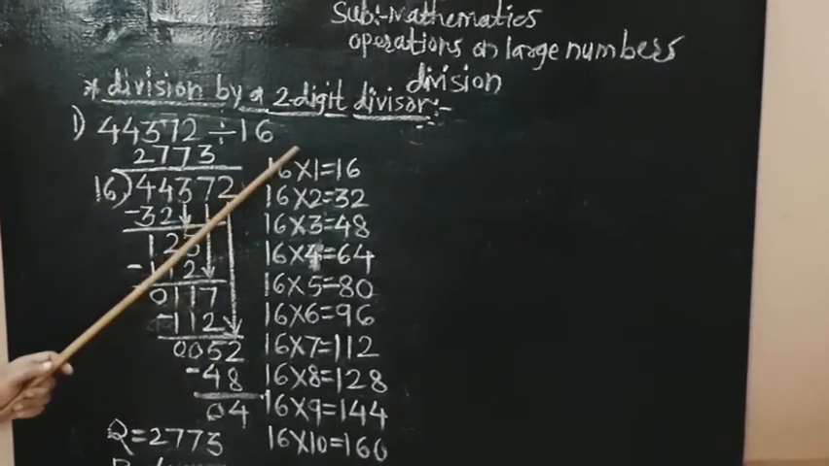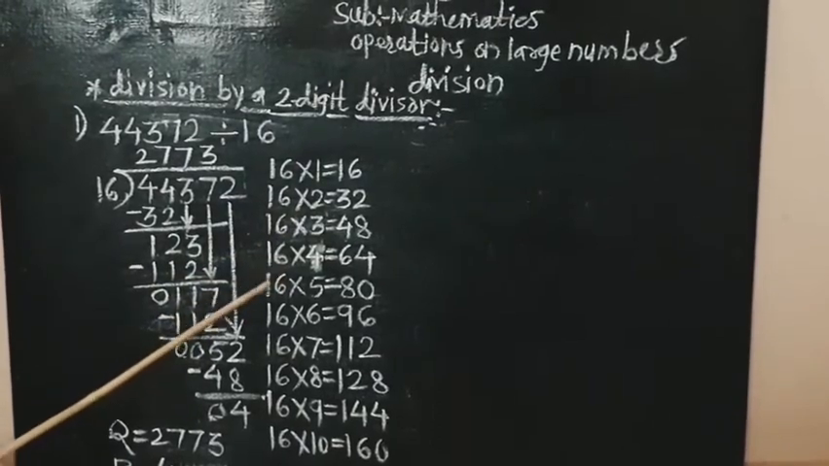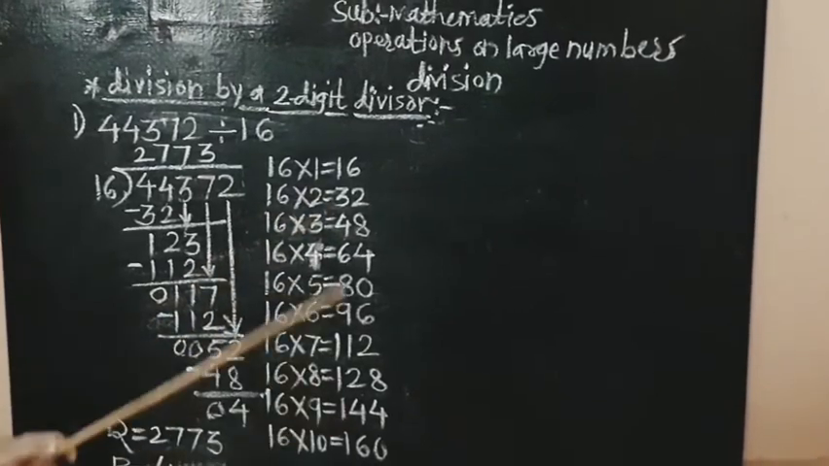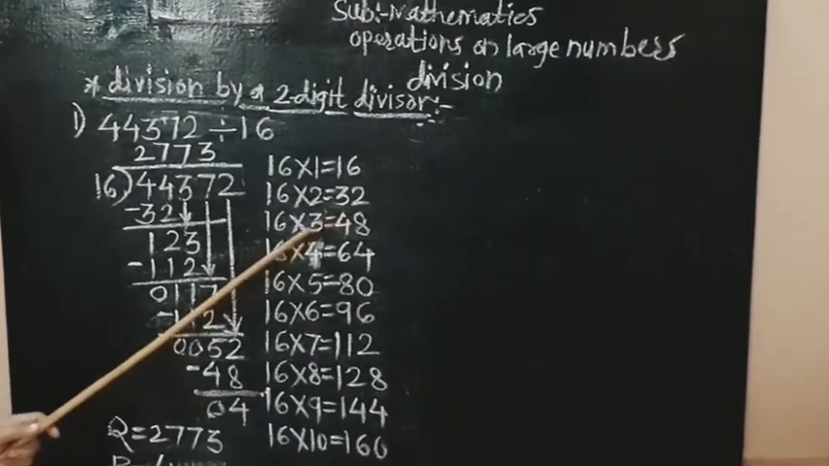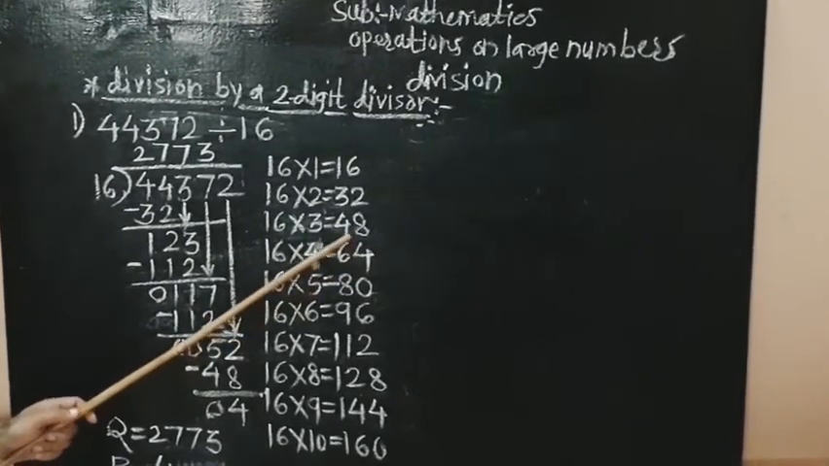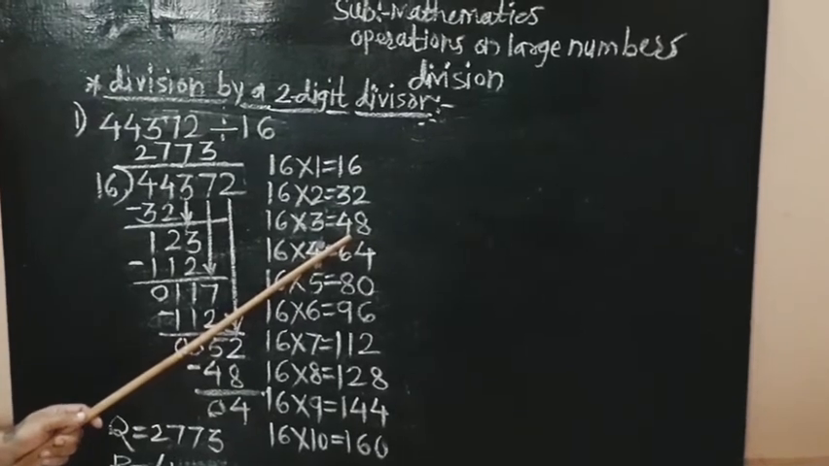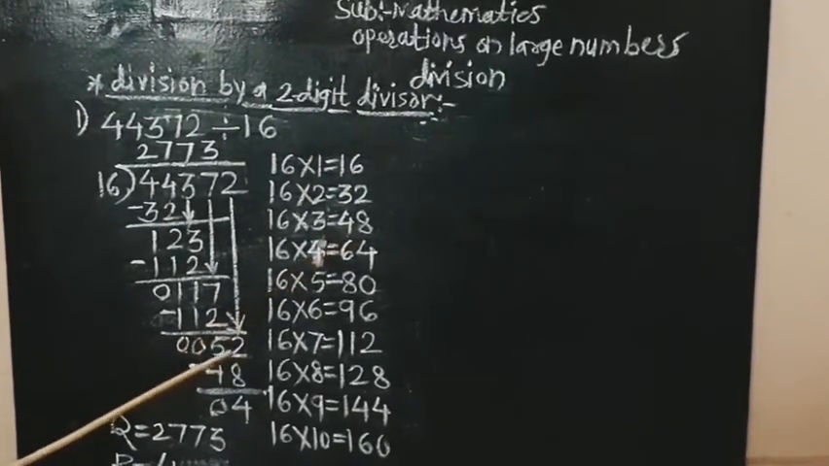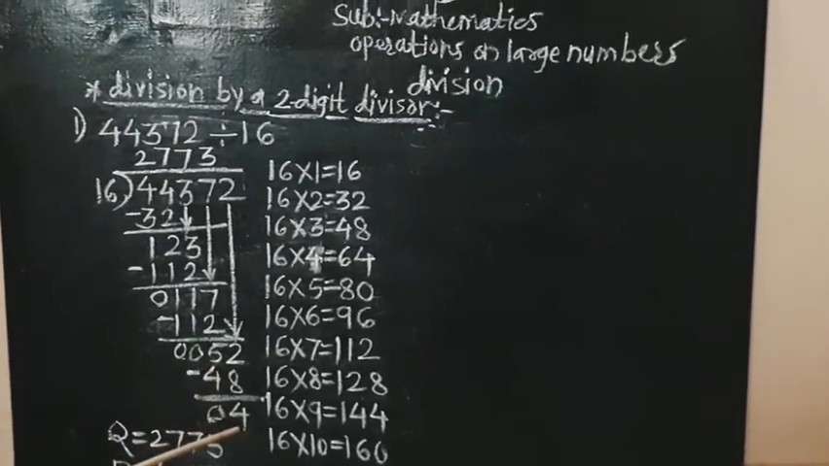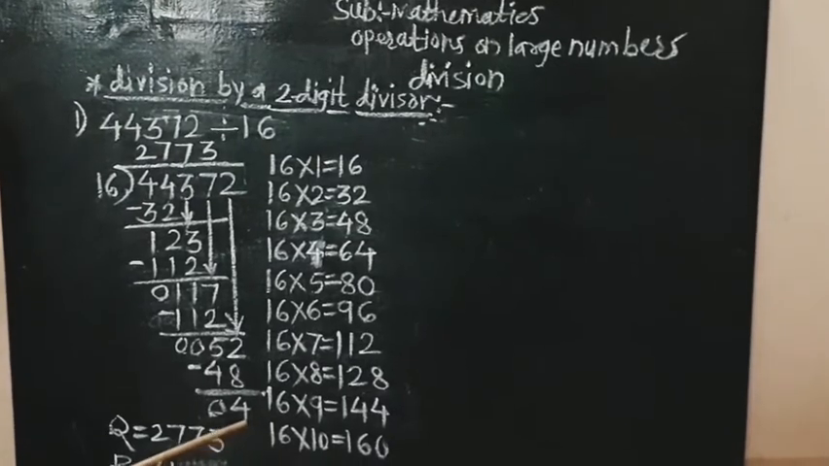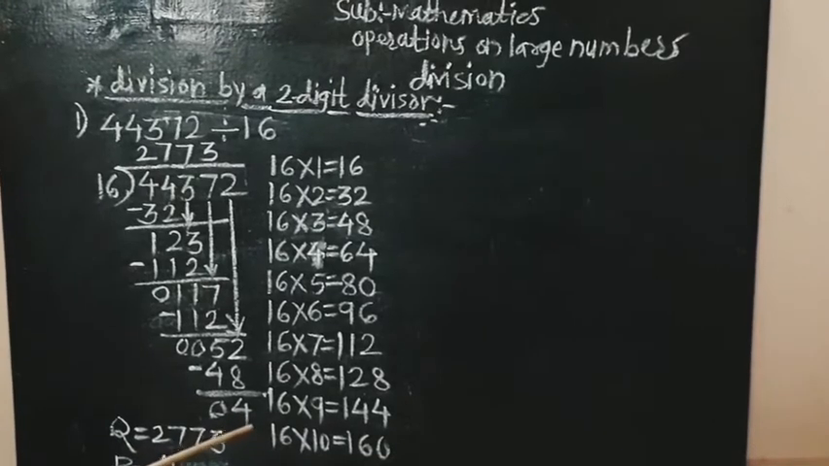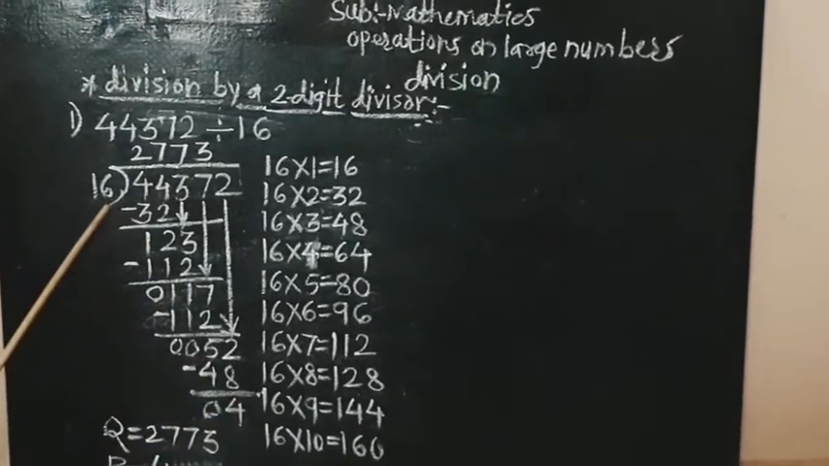Again you find the nearer number to 52 in the 16 table. You can see the 16 table: 16 1s are 16, 16 2s are 32, 16 3s are 48 and 16 4s are 64. Which is the smaller number than 52? 48. So again I am subtracting 48 from 52. When I subtracted 48 from 52, I got the remainder 4. Which remainder did I get here? 4.